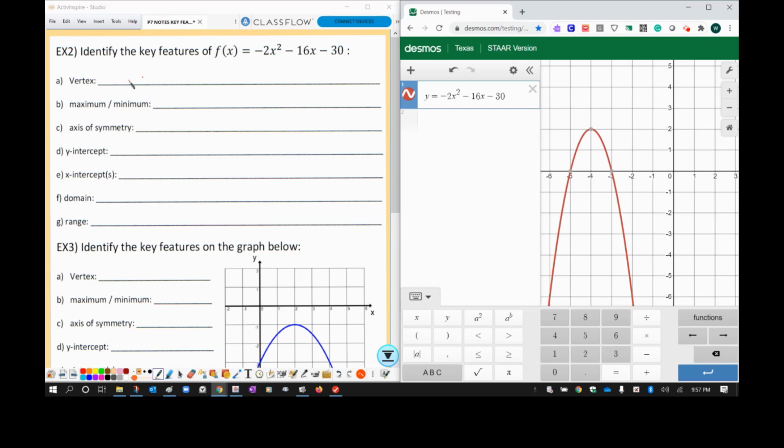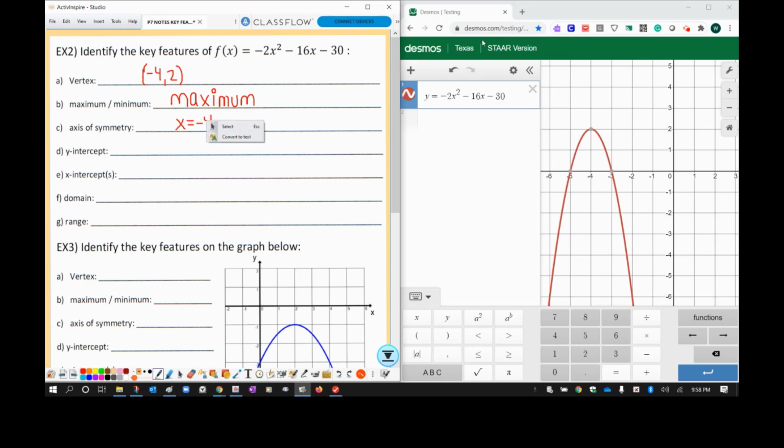So let's take a look here. For the vertex, I'm going to have this point right here, which is -4, 2. It's right there, -4, 2. And for this one, we have a maximum. So that's right there, maximum. And for the next one, the axis of symmetry. The axis of symmetry will be this line right here. So that goes right there. It will be x equals -4.